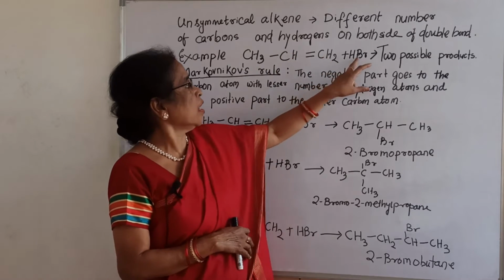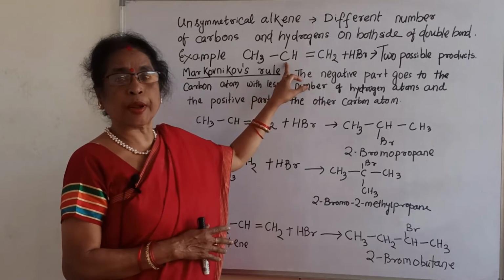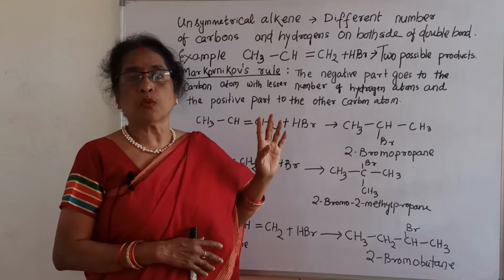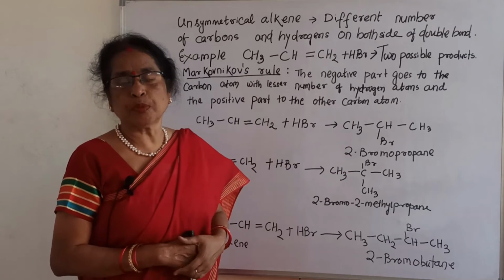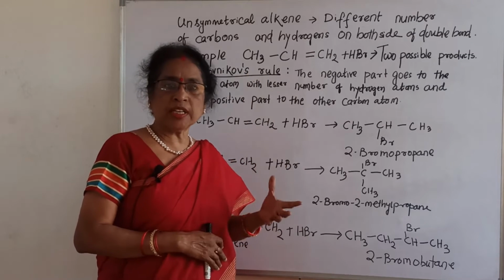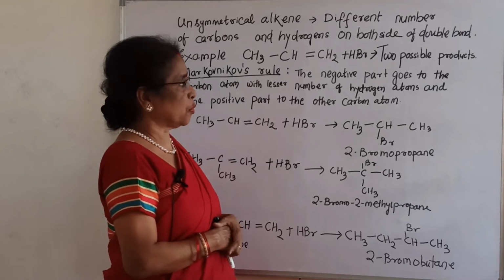If you add bromine here, then the product is 2-bromopropane. There are two possible products. One is 1-bromopropane and the other one is 2-bromopropane. Then which one is the correct one? Which is the major product? Which is the minor product?